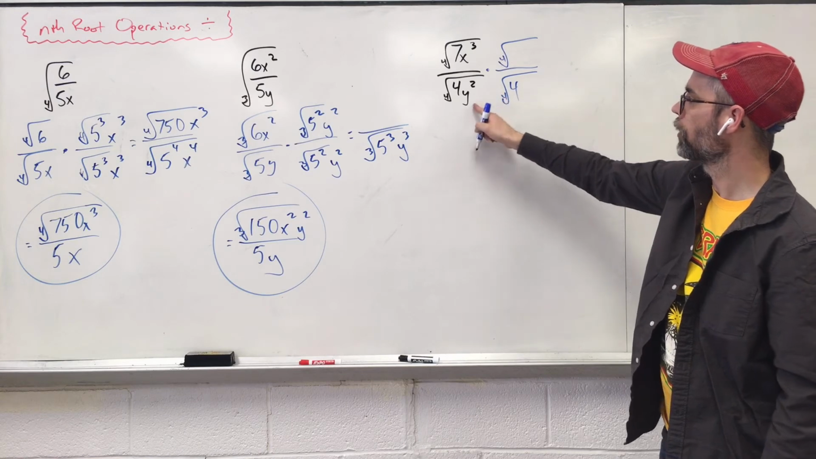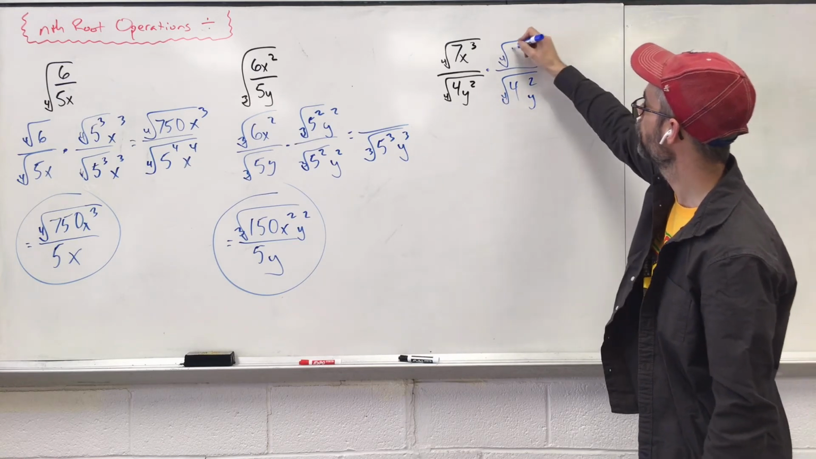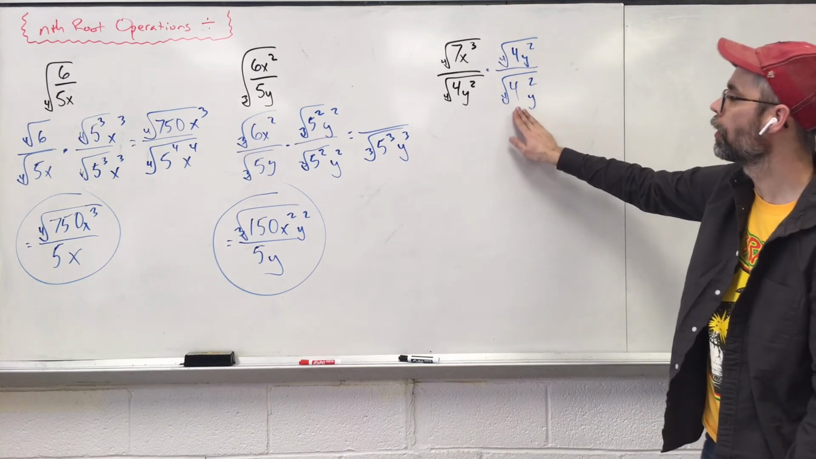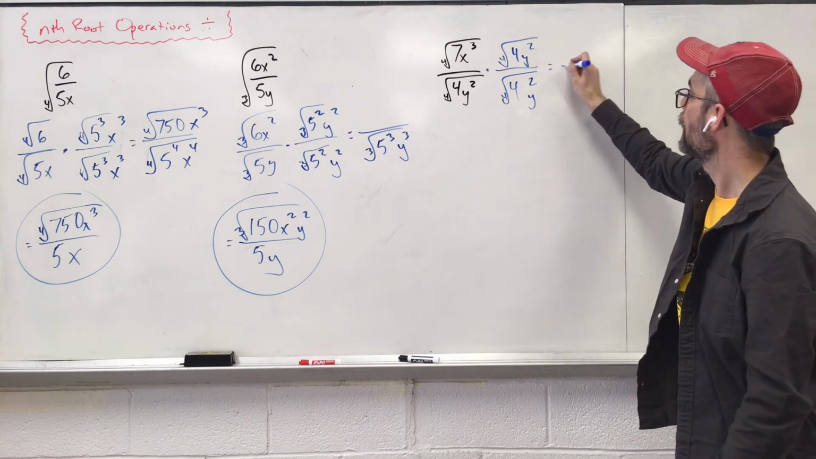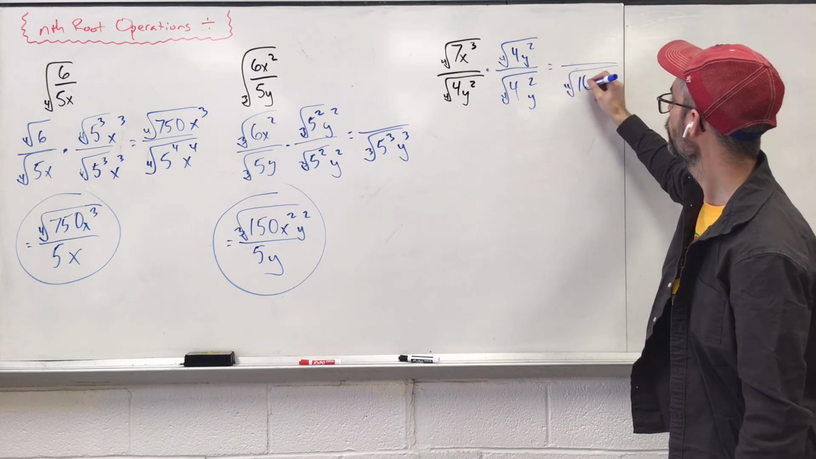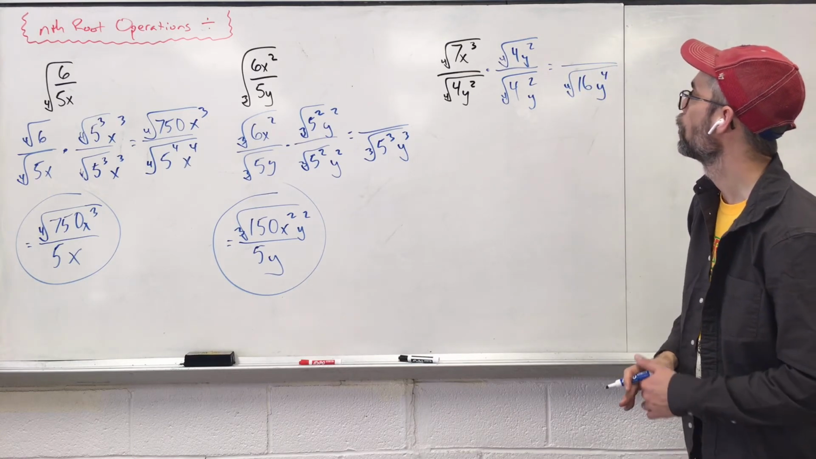I need 4 of something. I need the y's. I'm going to say y squared. Cool. Let's do the same thing up top. Why did I only put one 4 here instead of doing 3? Well, if I multiply these out, I'm left with 16y to the 4th.